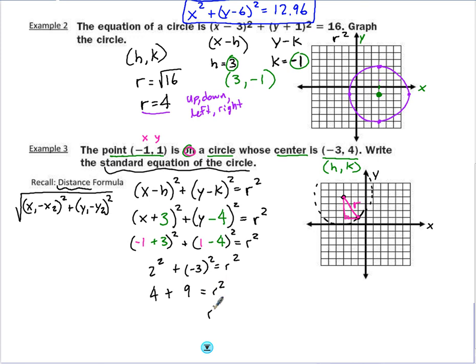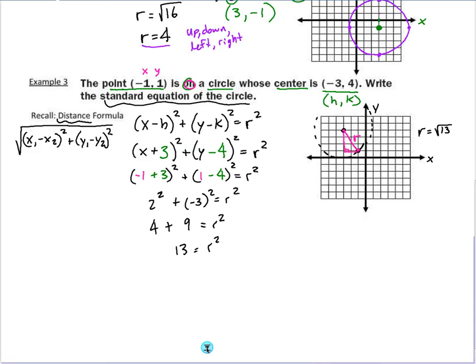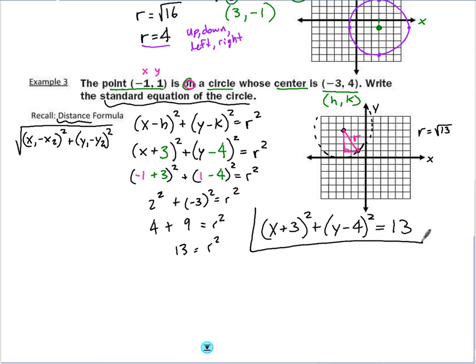I could find the radius, and that radius would be the square root of 13. But I'm not actually asked to find the radius. I need to find the radius squared. So the last thing I'm going to do is leave it as 13. And my final answer will be (x plus 3) squared plus (y minus 4) squared is equal to the radius squared, which is 13. So that's a quick video lesson on equations of circles.